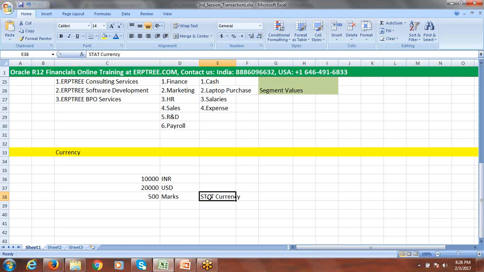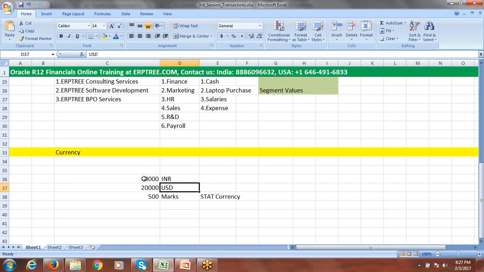Just try to understand there is one currency called stat currency. Stat currency is not a real currency. In our system, whatever measurements we enter other than actual currency measurements, those will be treated as stat currency. Now what about these two? These are currencies only, rupees and dollars.